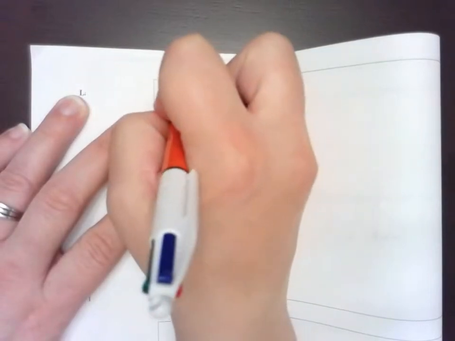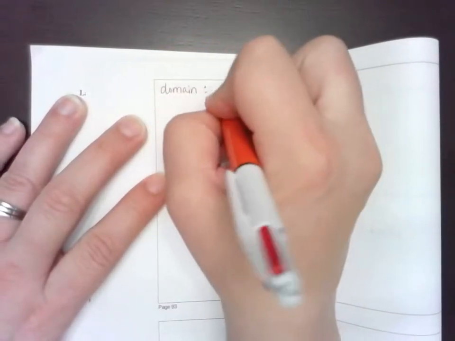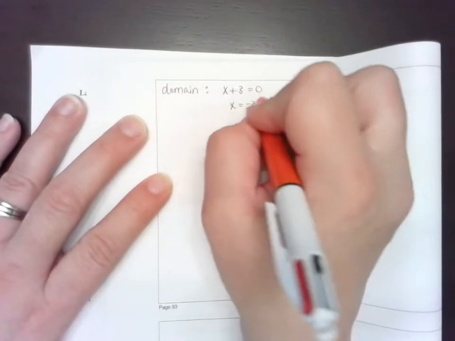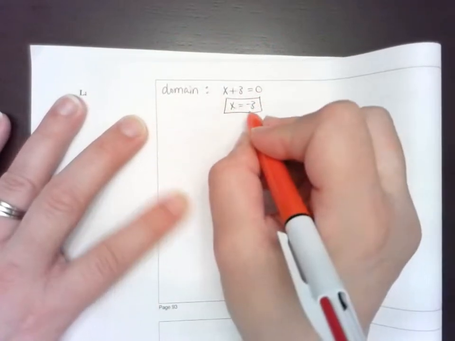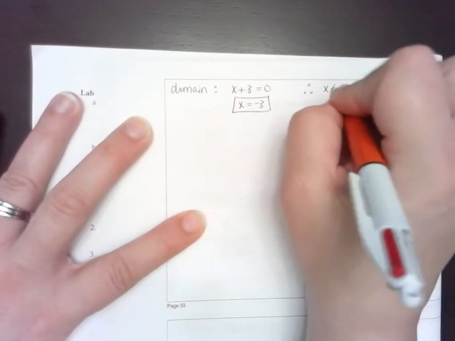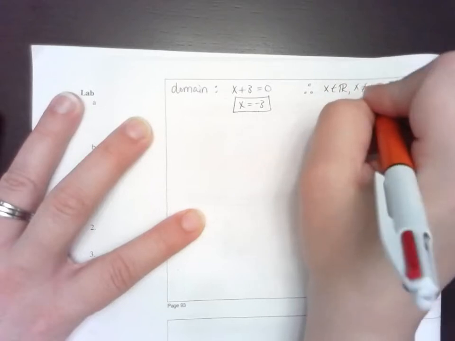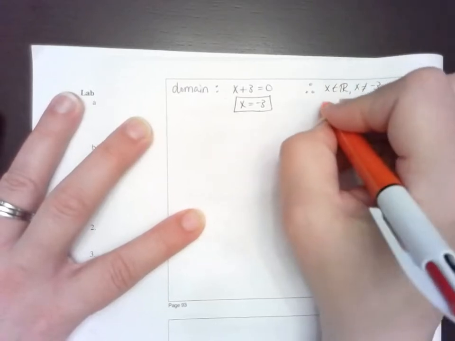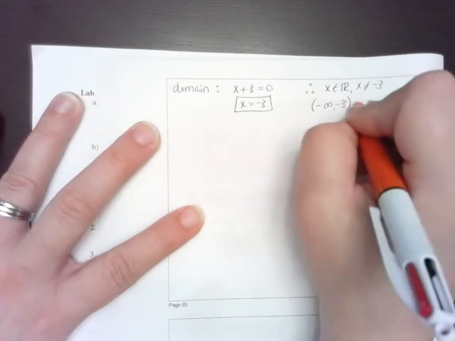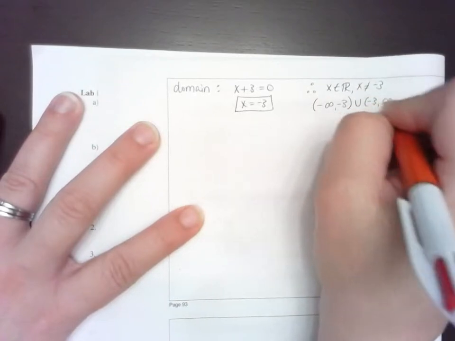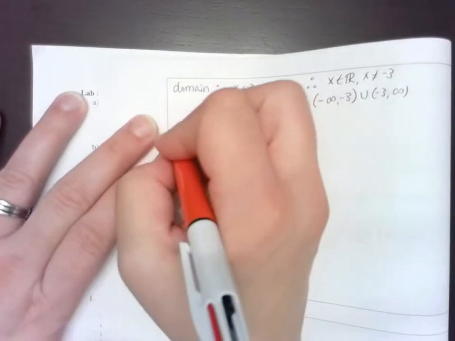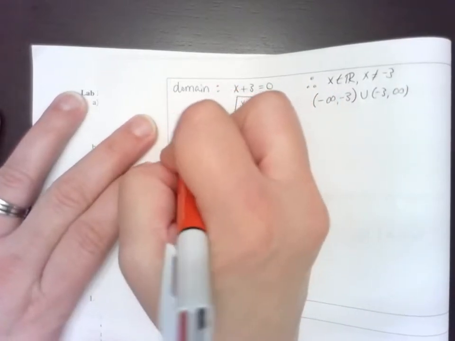So the domain. This was a fraction. My denominator was x plus 3. If I set that equal to 0, then my domain has to exclude the number negative 3. Therefore, my domain is all reals except negative 3. You could also say that your domain includes negative infinity to negative 3, not inclusive, and then negative 3 to infinity, since that's the only number that's not being used. Okay? Going with that goes hand in hand with vertical asymptotes.